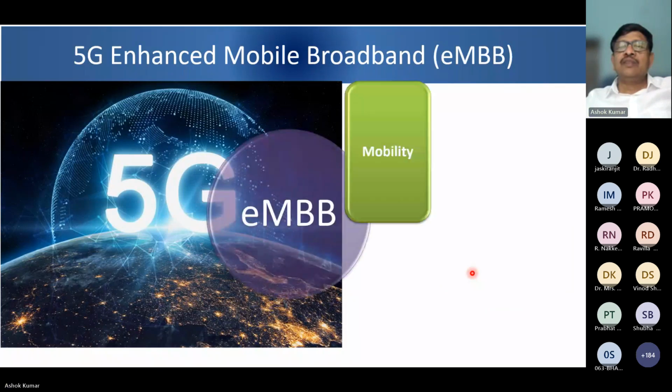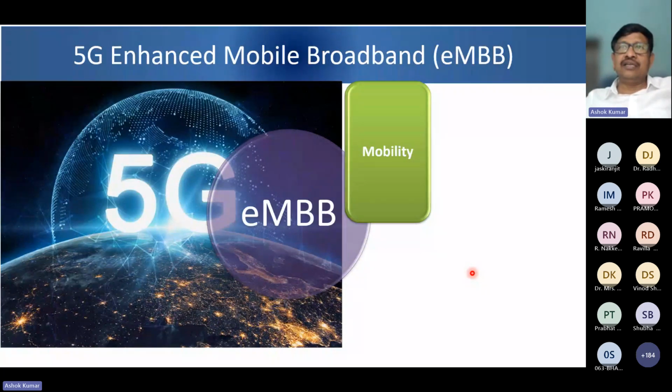Okay. Then comes mobility. What is mobility? Can you guess? When we say the parameter mobility, what do you mean by that? The speed at which the user can travel, the maximum speed without losing connectivity. Very right. So basically, when we travel, roaming.